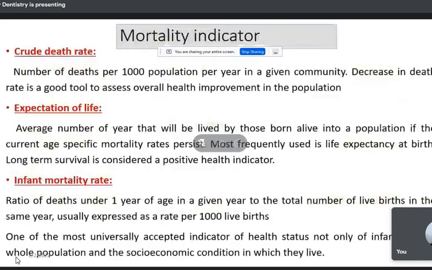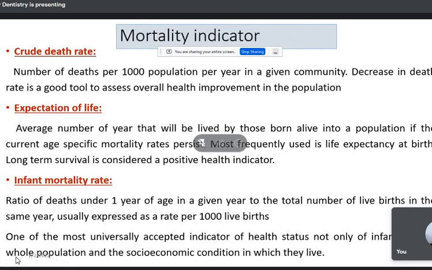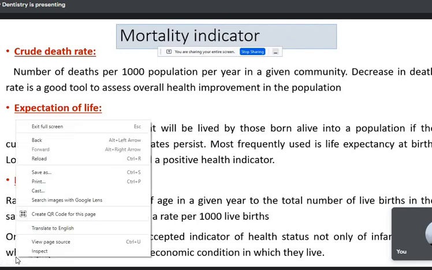Okay, so these are the various mortality indicators. There are a lot of them. You don't need to remember all of them. You should be able to give at least a few examples. So I have kept a few examples over here. The first one is the crude death rate.